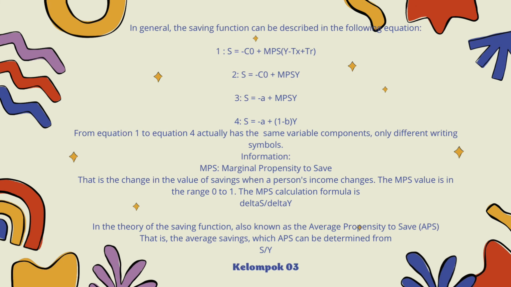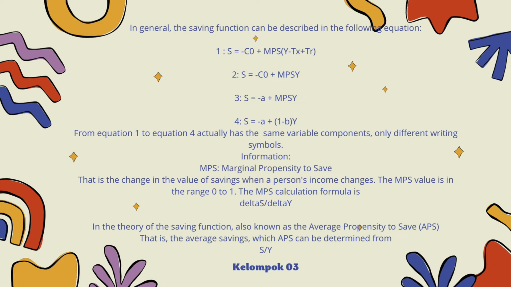In general, the saving function can be described in the following equation. Number 1, S equal to minus C0 plus MPC times Y minus TX plus TR. Number 2, S equal to minus C0 plus MPC Y. Number 3, S equal to minus A plus MPC Y. Number 4, S equal to minus A plus 1 minus B times Y. From equation 1 to equation 4 actually have the same variable component, only different rating symbol.